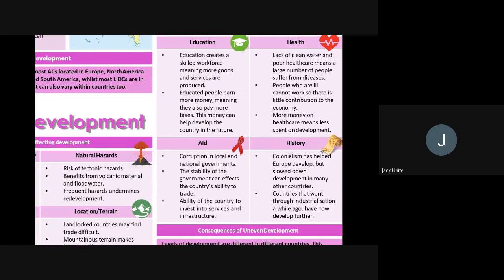And obviously, aid really quickly. If you're servicing debt or you're relying on aid, that's going to impact on your ability to fully develop your own country. So you can read through those three in a bit more detail shortly after this.